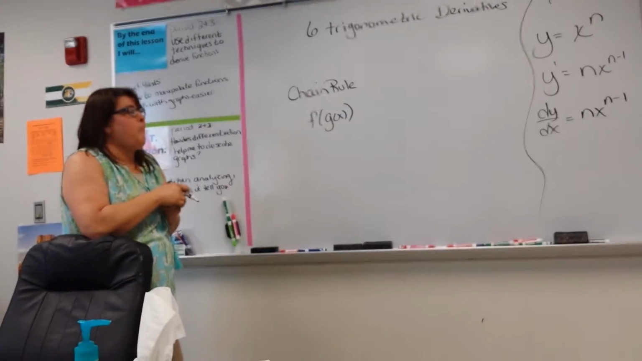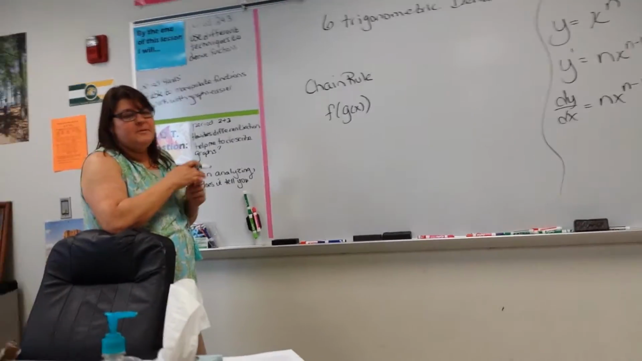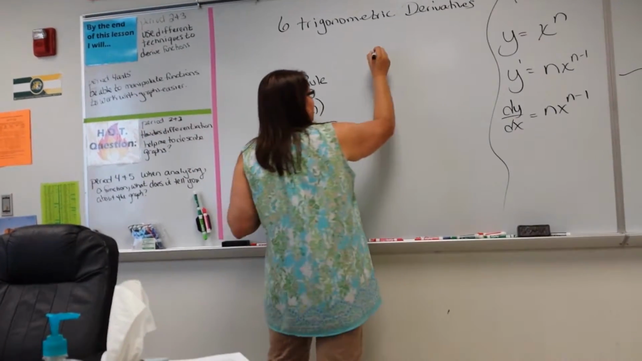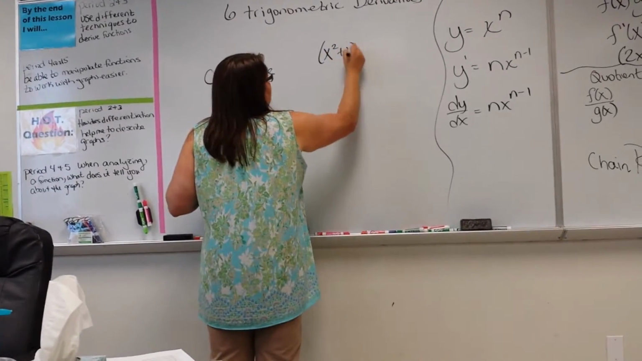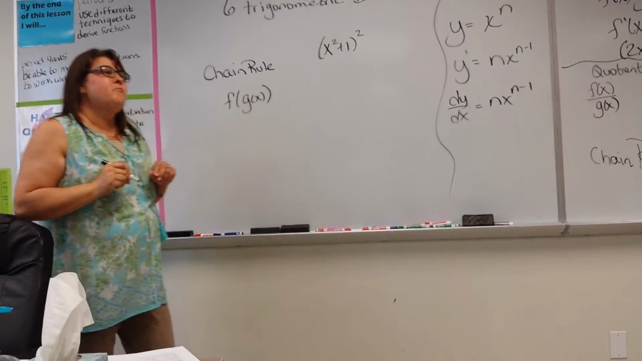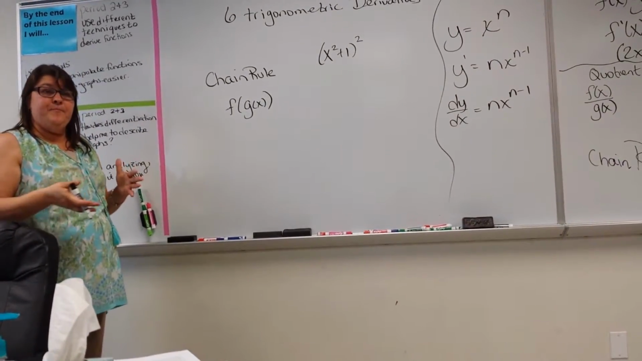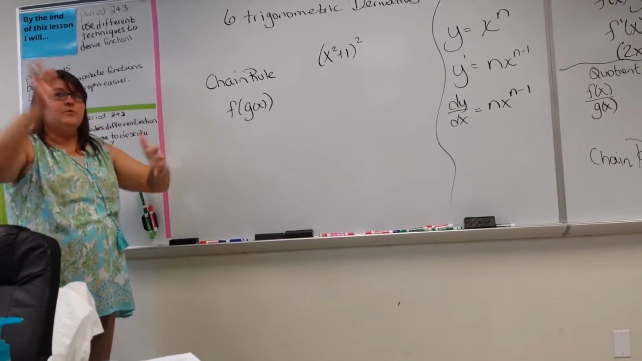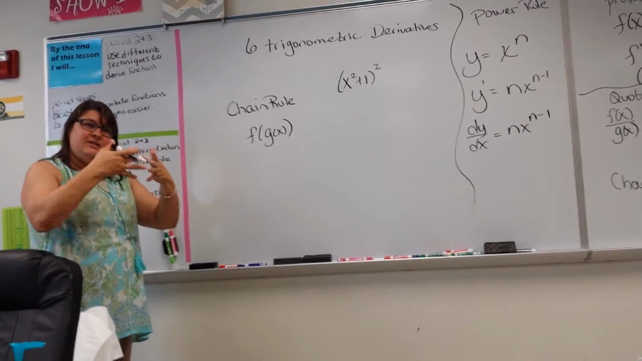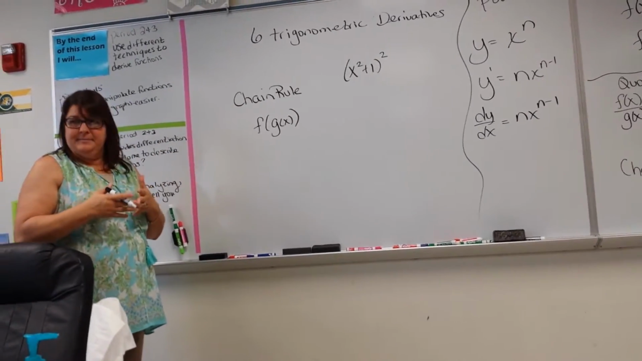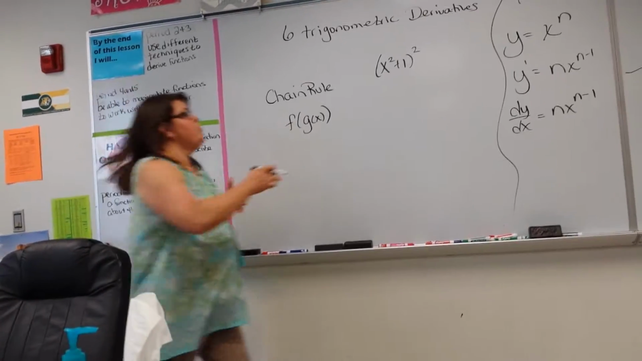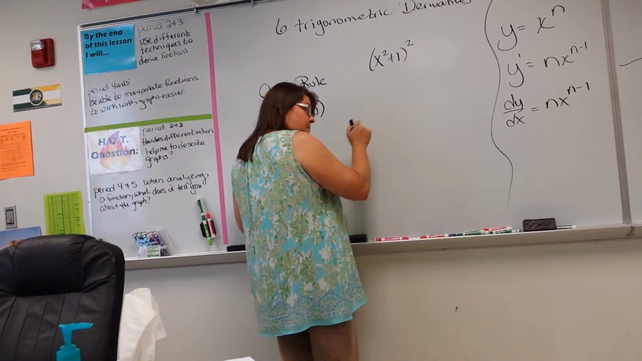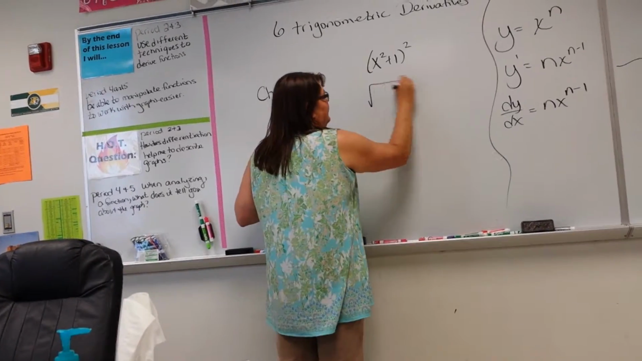So, something that's in the format of f of g of x. Let me give you some examples. What's the f of x in this case? What's the outside shell? X squared, whatever squared. What's the inside g of x in this case? X squared plus 1. So g of x would equal x squared plus 1, and f of x equals x squared, and you plug g of x into f of x.